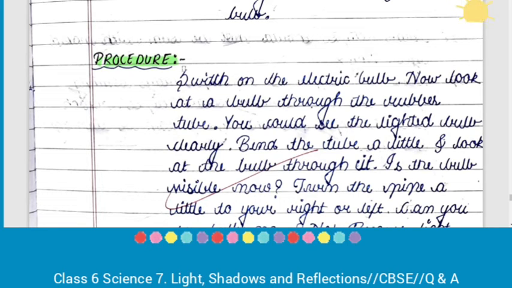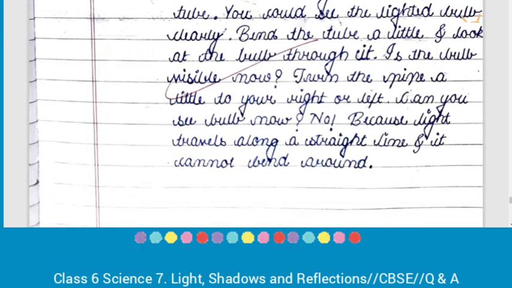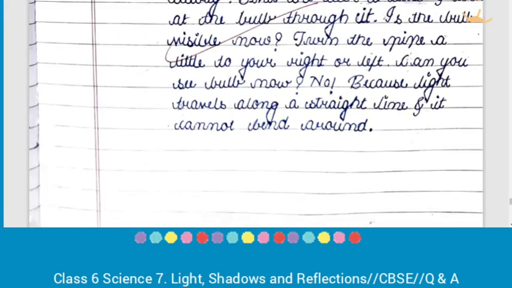Bend the tube a little and look at the bulb through it. Is the bulb visible now? Turn the pipe a little to your right or left. Can you see the bulb now? No, because light travels along a straight line and it cannot bend around.